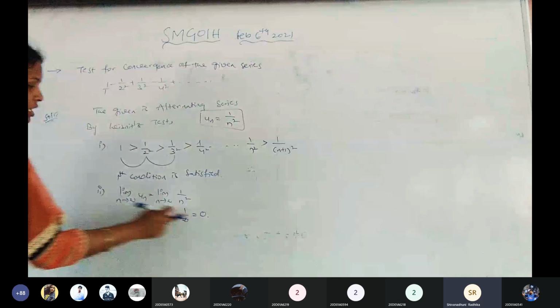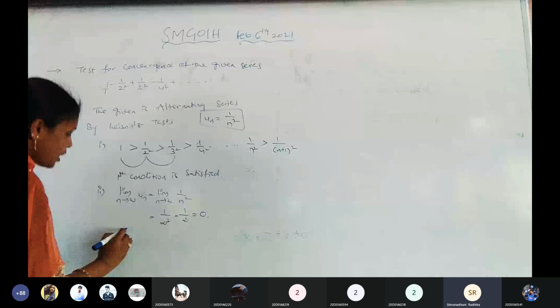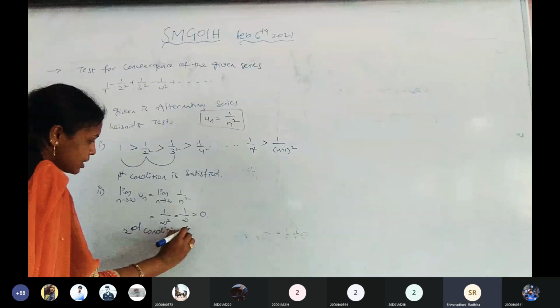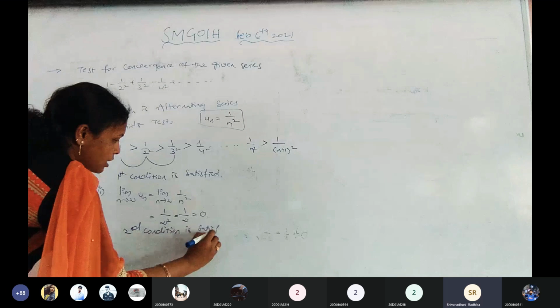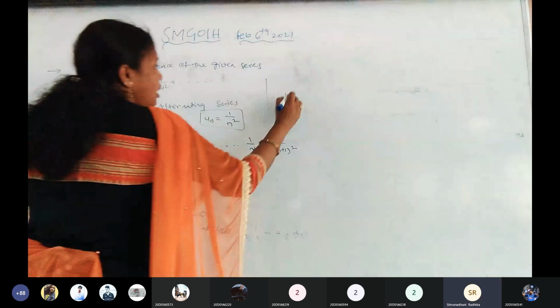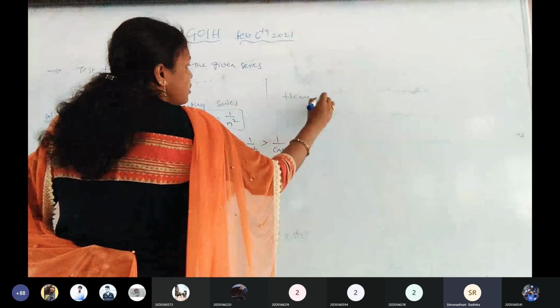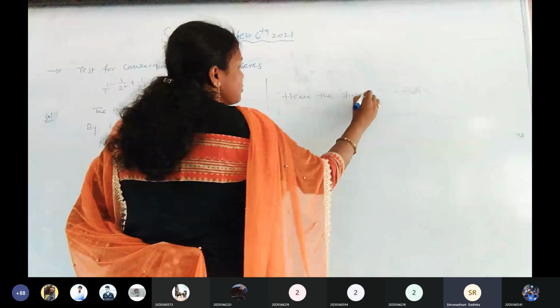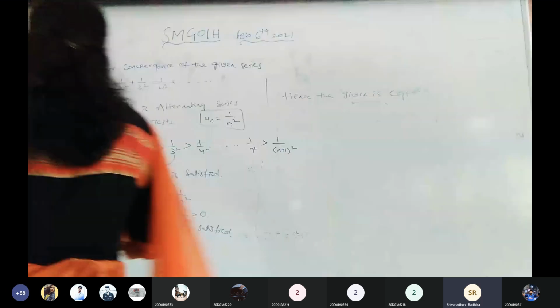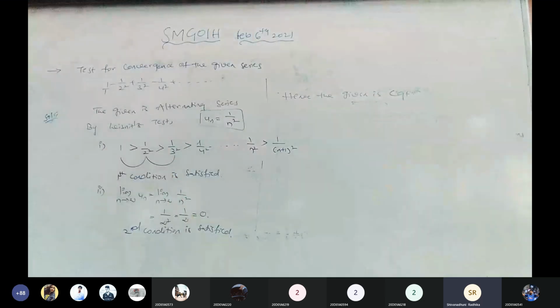Now in this result we are getting 0. The second condition is satisfied. It is clear? Hence, the given series is convergent by the Leibniz test. Okay?